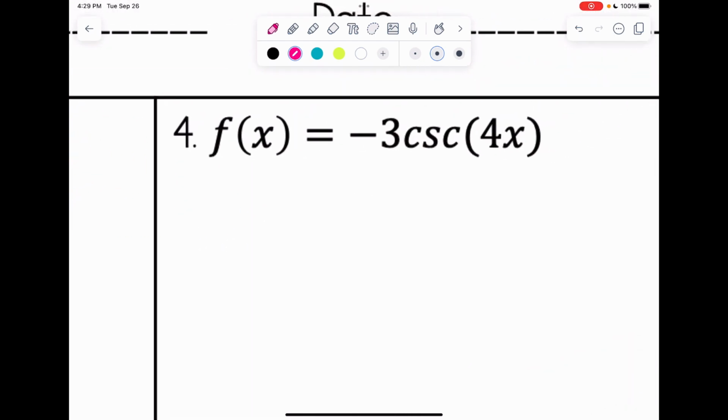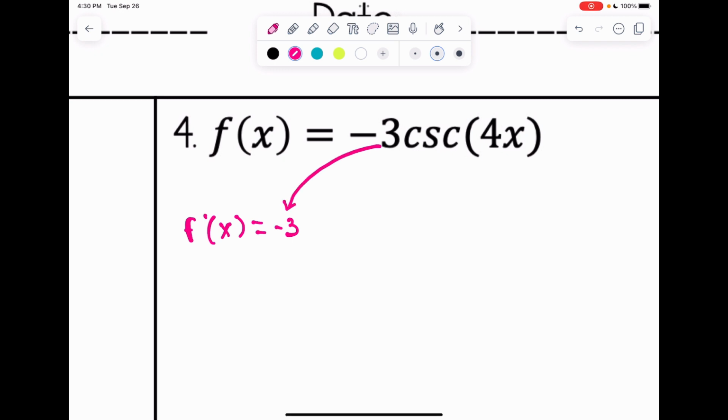Number 4, f of x is equal to negative 3 cosecant 4x. When we take the derivative of the outside, this one's a little bit tricky. The derivative of cosecant is negative cosecant cotangent. So I'm going to multiply by that. I'm going to bring the negative 3 down.